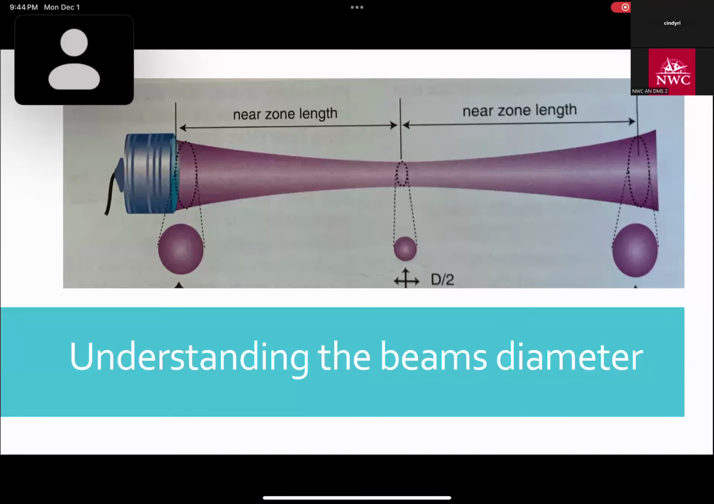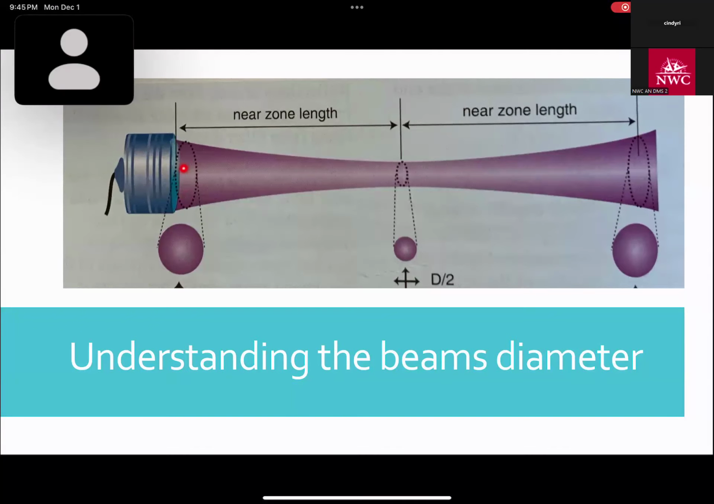So here's our trumpet shaped sound wave. And we have already covered the different parts of it and what they're called. A couple things to know: the diameter of the beam right when it leaves the transducer is the same as the diameter of the transducer. So that means this measurement here, this diameter of the beam, is the same as the diameter of the transducer.